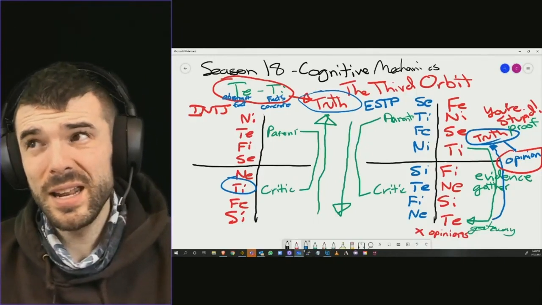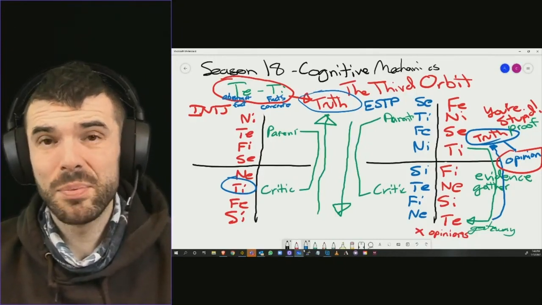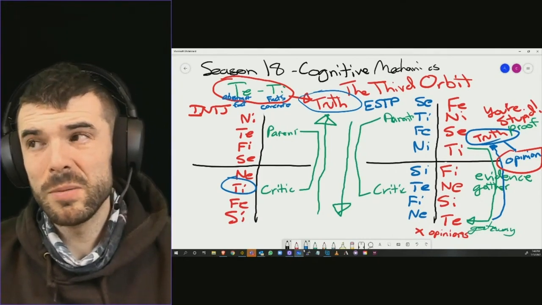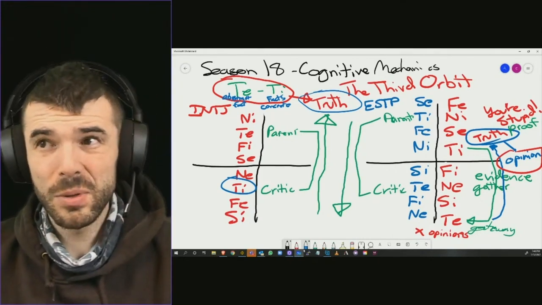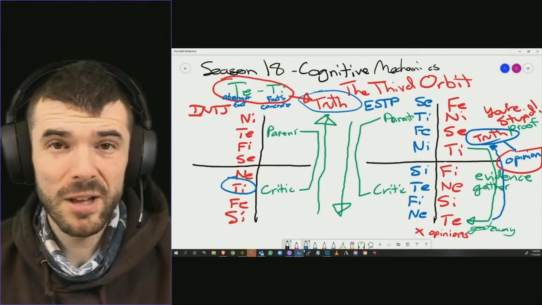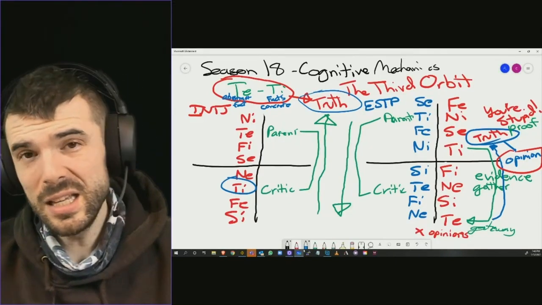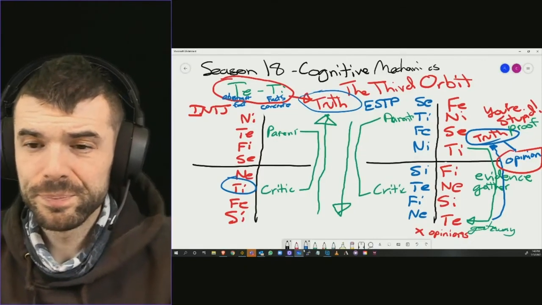So an INFJ is literally just a data processor, but the problem is if you leave them on their own to gather up their own evidence, their own input, they're going to fail. That's why they need the TE user around them to help them.